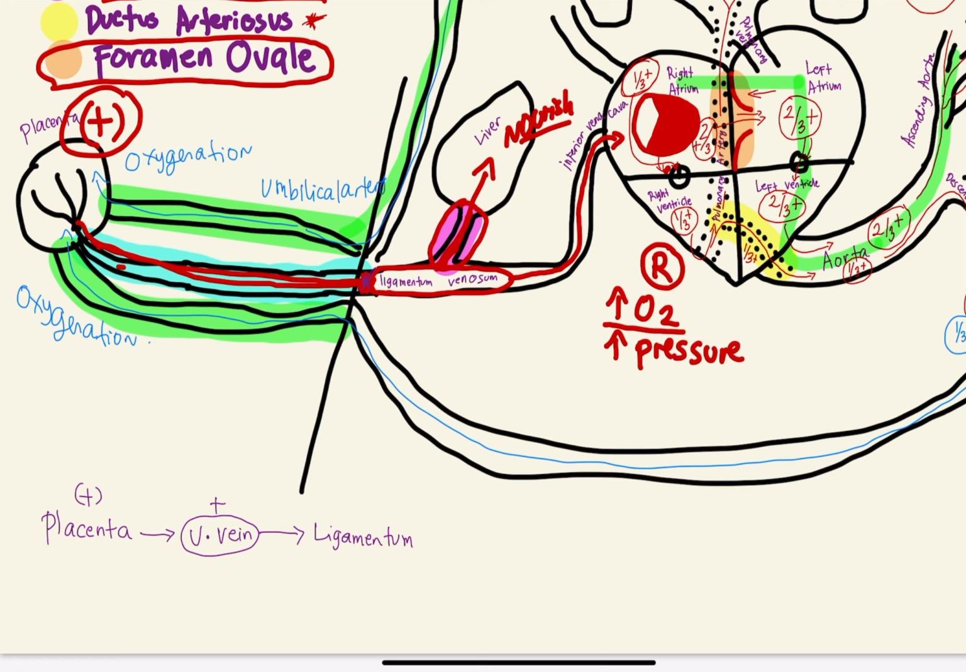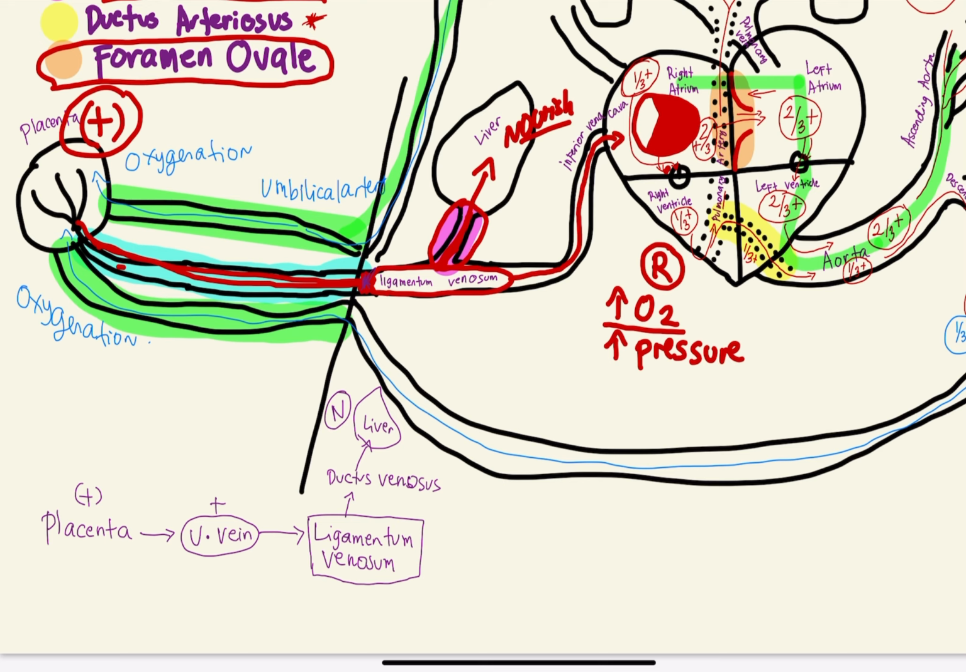From the umbilical vein, papasok yung dugo sa ligamentum venosum. Okay, so nandito na po yung dugo. Always remember that there is an organ here called the liver na kailangan ng nourishment. So some of the blood will go to the Ductus venosus para makadating sa liver. Bakit kailangan pumunta sa liver? Because of the need for nourishment.